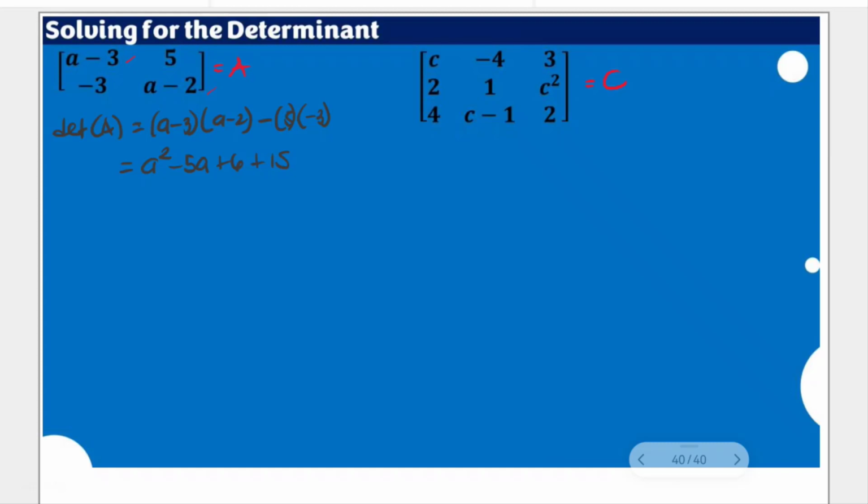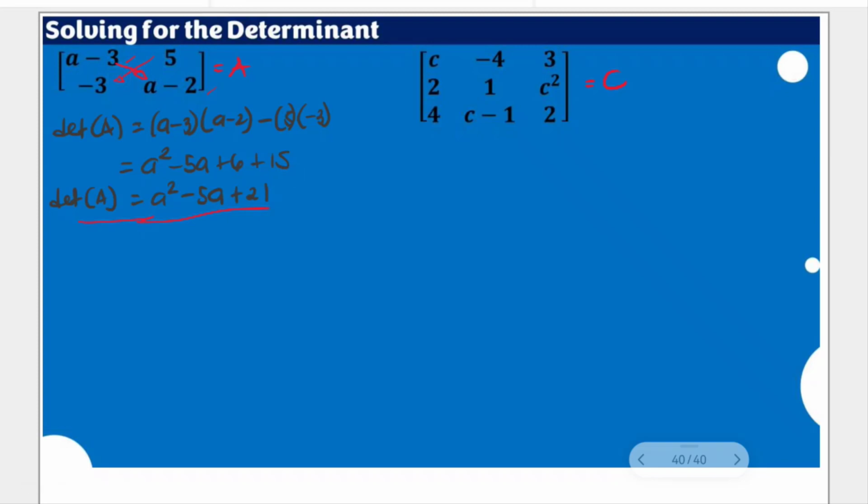Okay, so the determinant of A is A squared minus 5A plus 21. So this is now the final form of our determinant. We are not yet to solve for the value of A, for we are not given the value of the determinant. If this determinant will be equal to 0, then that's another story. So let's start. Again, the flow here is this minus this one here.